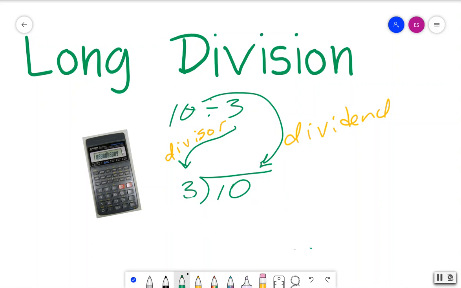So how many times does 3 go into 10? Well, this is where it gets a little bit tricky, because you have to know your multiplication tables pretty well in order to do this.